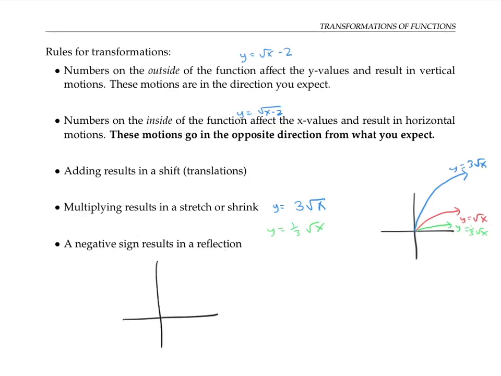For example, if I start with a graph of y equals the square root of x and then want to graph y equals the square root of negative x, that's going to do a reflection in the horizontal direction because the negative is on the inside of the square root sign. A reflection in the horizontal direction means a reflection across the y-axis. If instead I want to graph y equals negative the square root of x, that negative sign on the outside means a vertical reflection, a reflection across the x-axis.